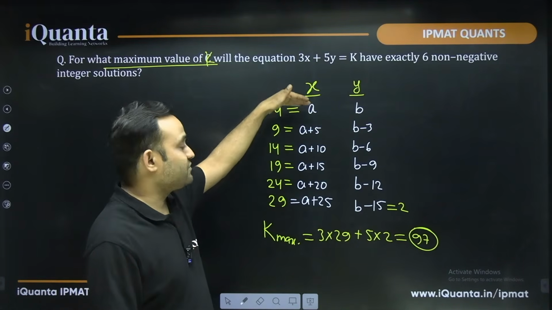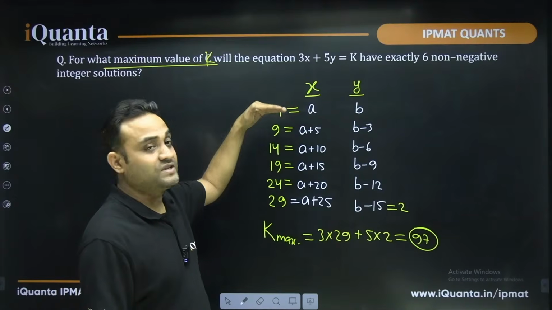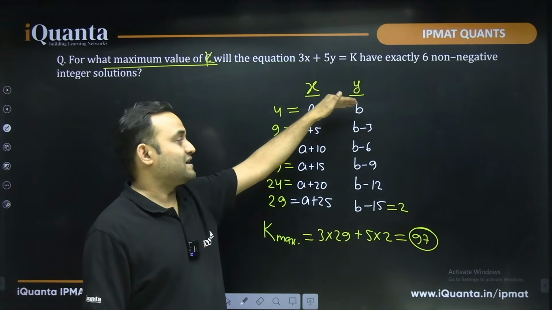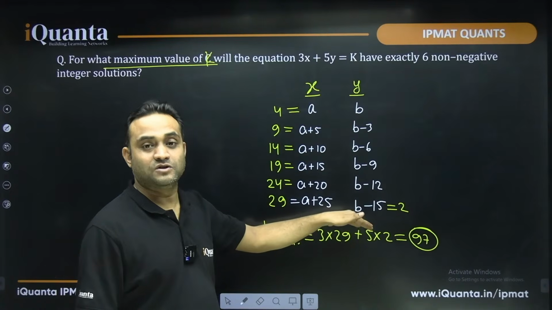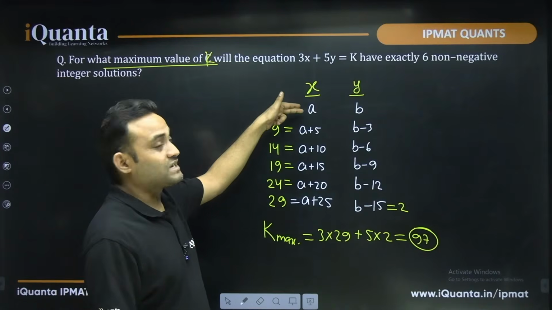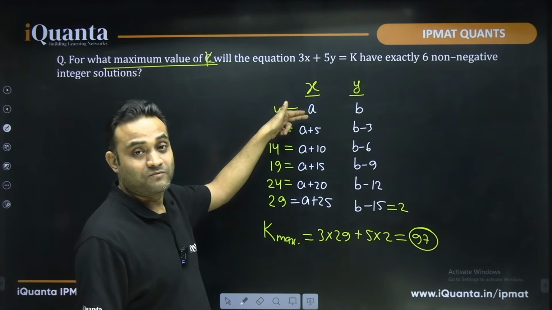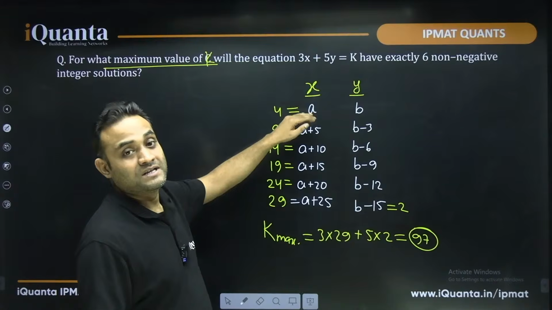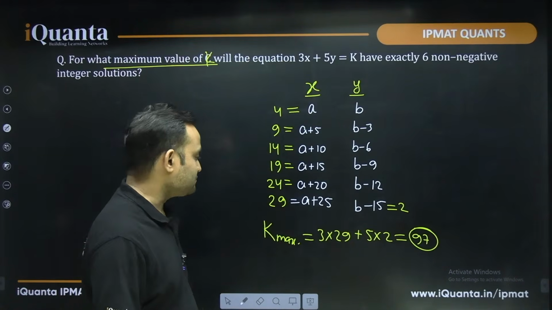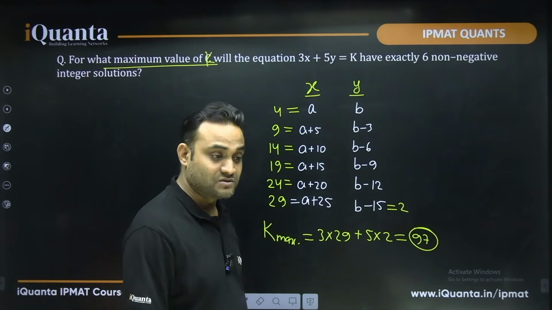So if I start with a, these will be the next 5 values of x. Here, if I start with b, these will be the next 5 values of y. I want to maximize k. What can be the maximum value of a? 4. So if you take 5, then before that 0 will also be possible, right? That won't be maximized. So that's the answer.